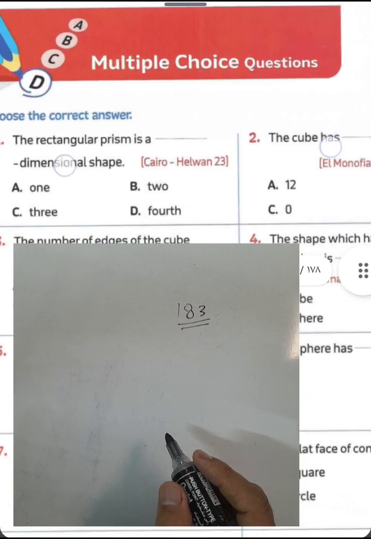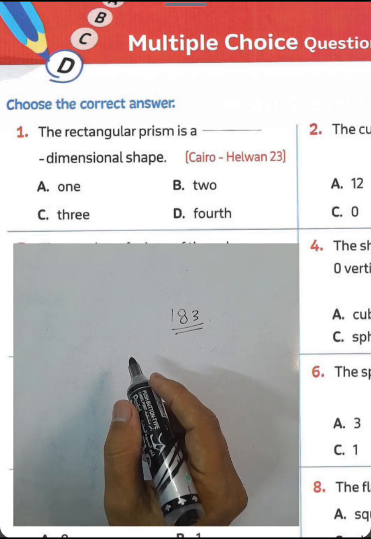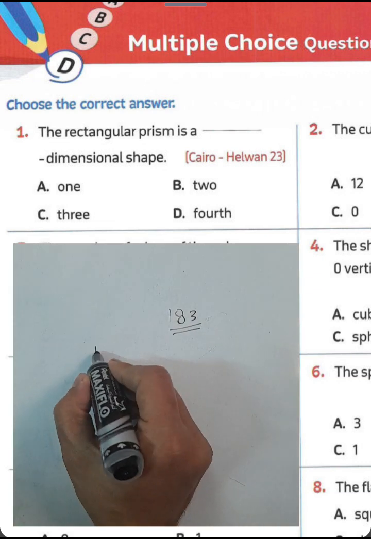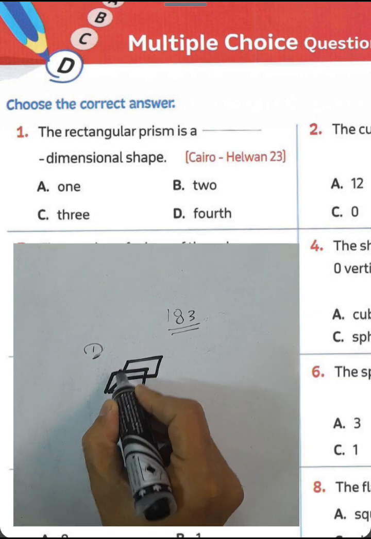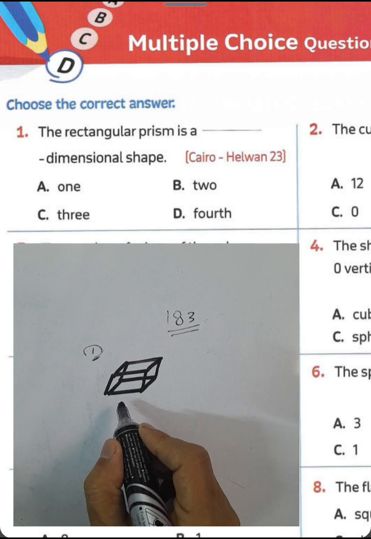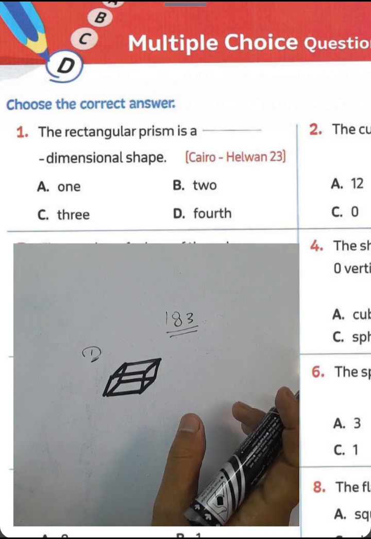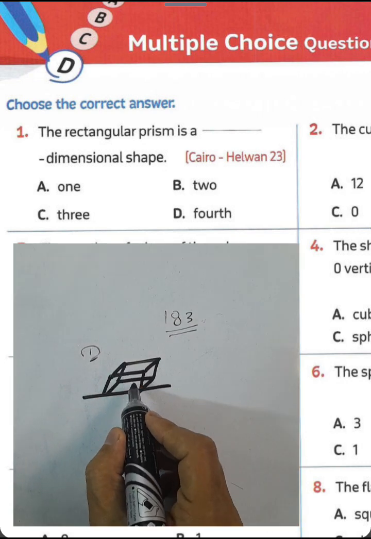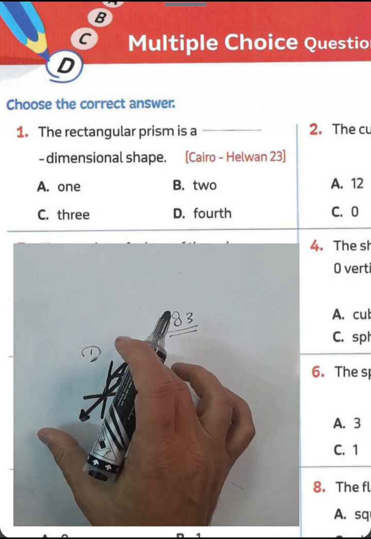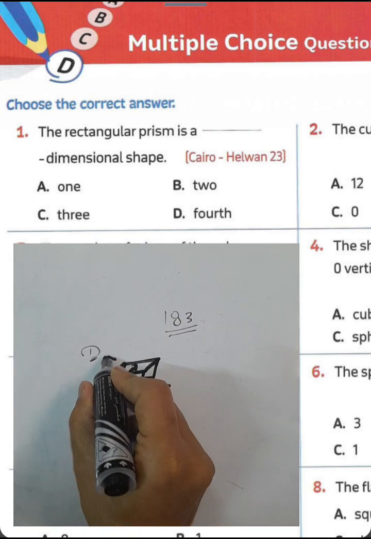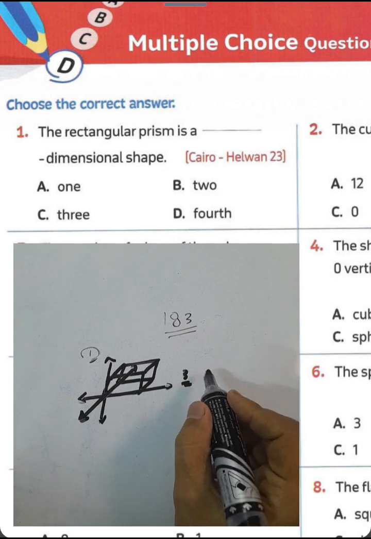Look with me at question number 1. The rectangular prism is a space with 3 dimensions. We can write 3 here. What about rectangular prism? We call it cuboid. The cuboid or rectangular prism is a 3 dimensions shape. We have x, y and z, 3 dimensions here. Okay, choose letter C.